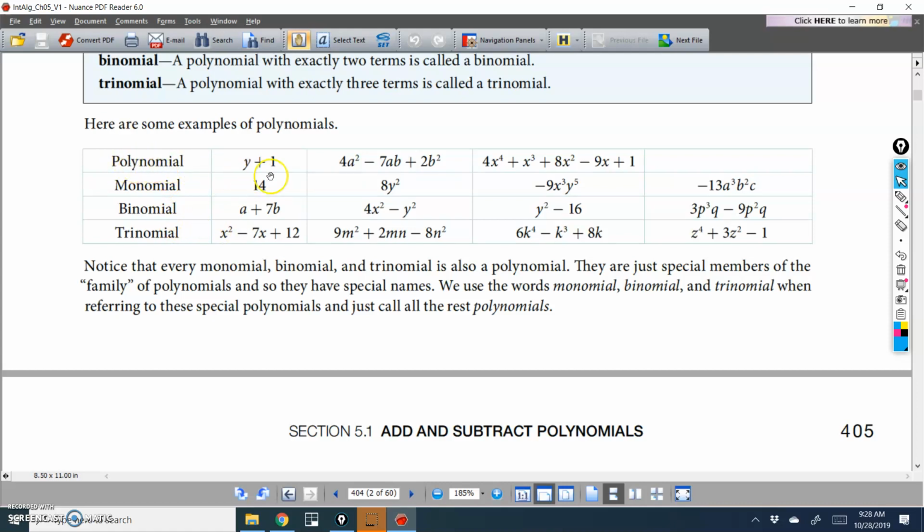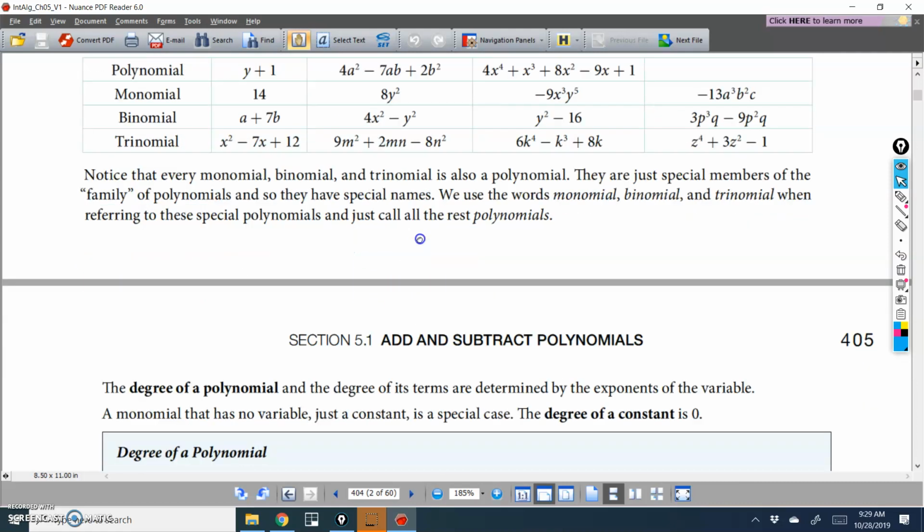Alright, here are some polynomials. So, just polynomials, again, many monomials squished together. Monomial, single term: 14, 8y squared, one term. Notice there's no addition or conjoining more than one term. Binomial, two terms put together with either addition or subtraction. Trinomial, three terms put together with addition or subtraction. So everything in this list is a polynomial.